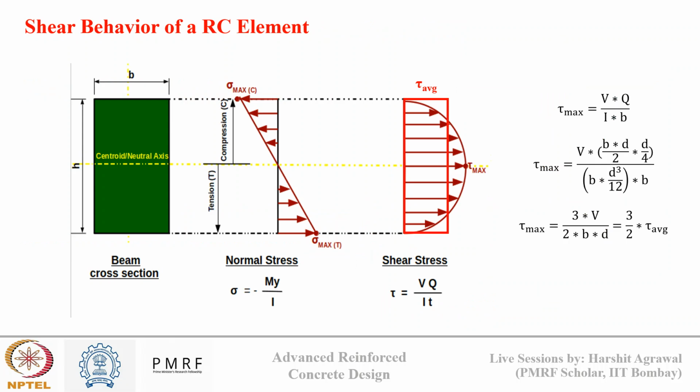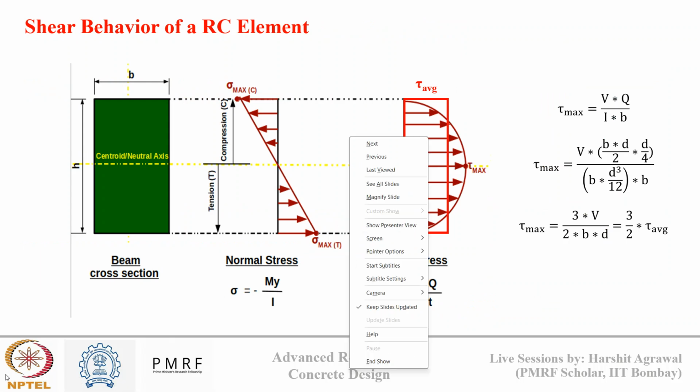Finally, we talked about shear behavior of concrete. We understood what is shear failure, how it appears as diagonal cracking, and how we estimate the shear stress of concrete, and saw how it varies with the distance from the neutral axis, that you can see in the second diagram here.